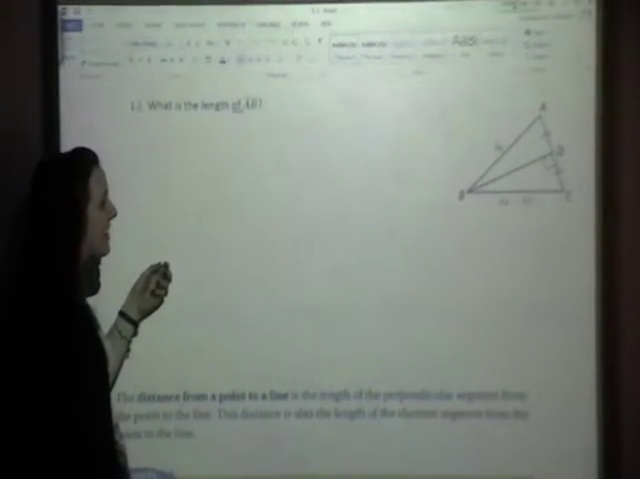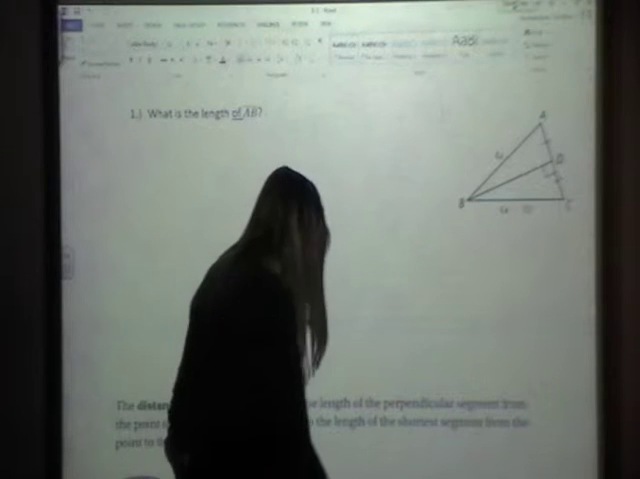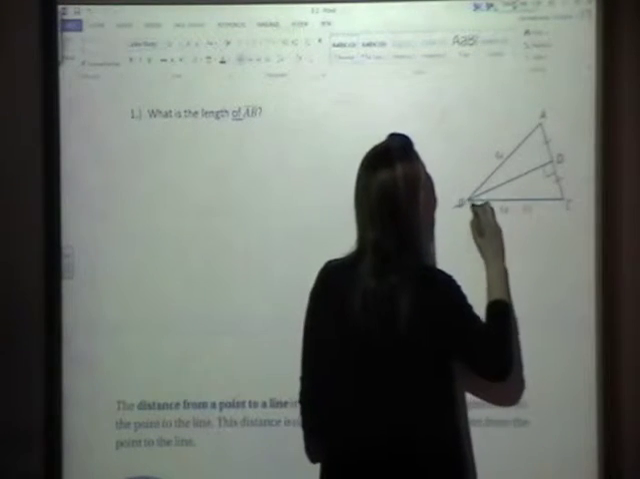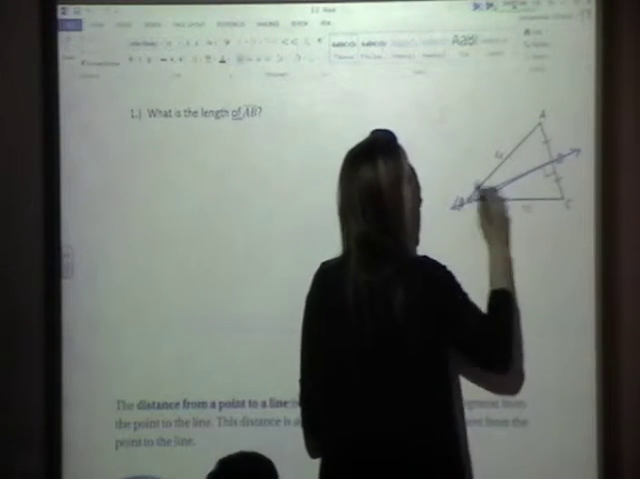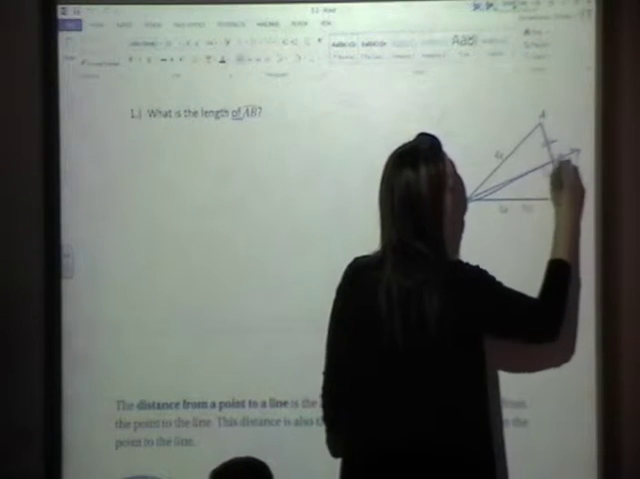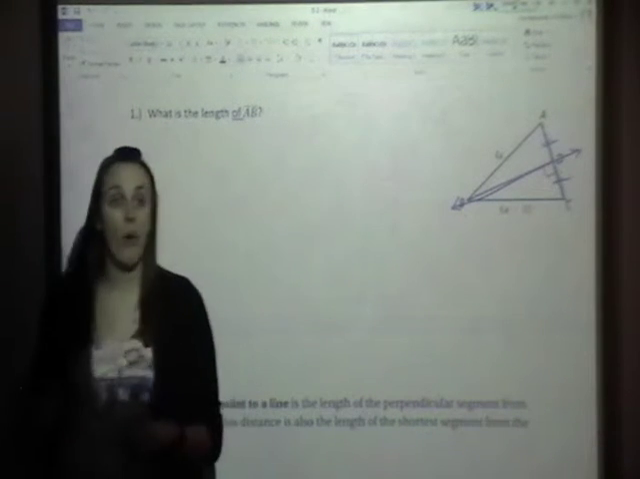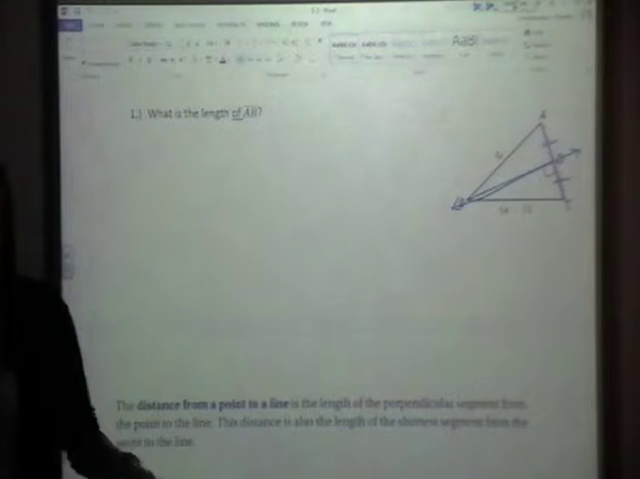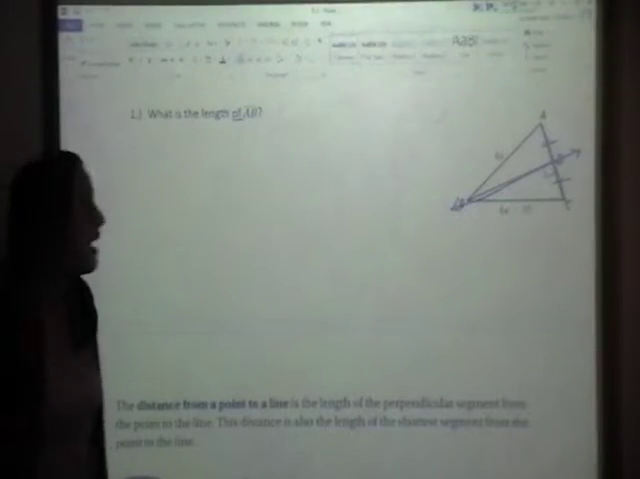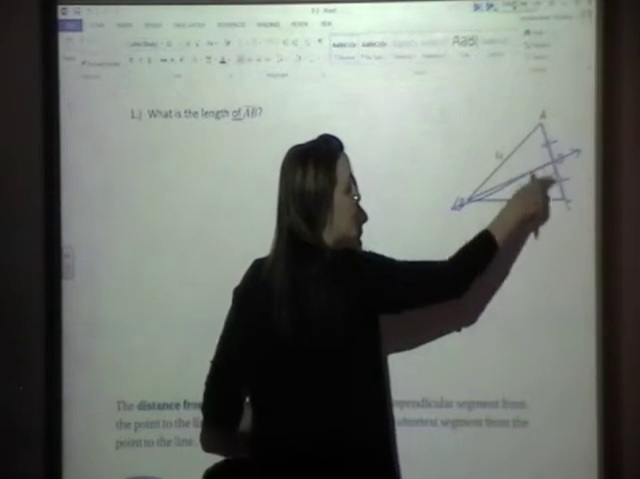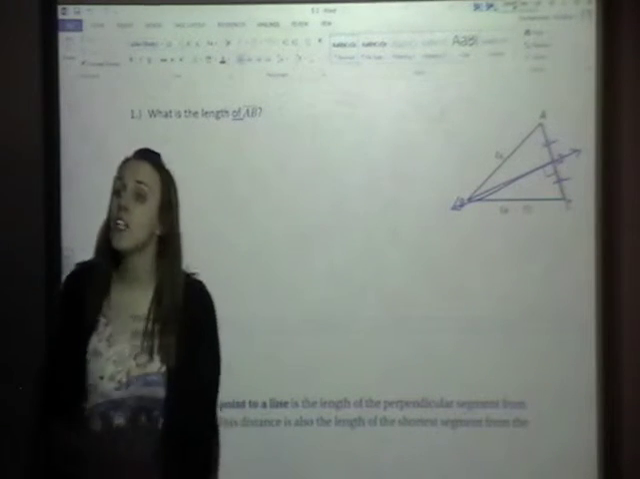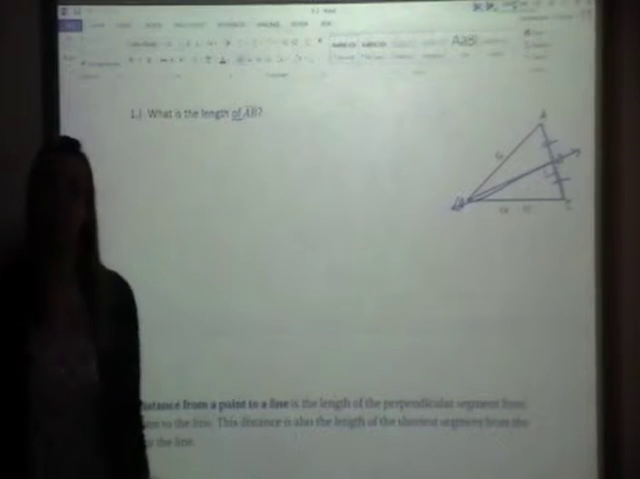So, what is the length of AB? It is already showing, here's our perpendicular bisector. Here's our original segment. They already told us that our midpoint, our perpendicular bisector, is equidistant. So that's why we have our tally marks from A to D and D to C are the same. What else do we know about perpendicular bisectors?